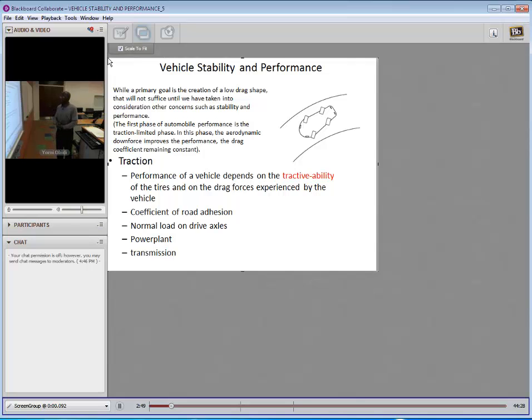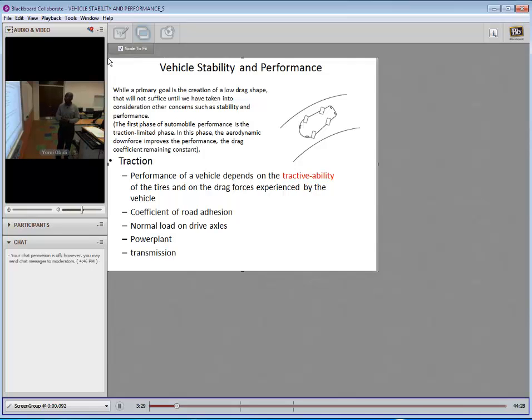So performance of a vehicle is rated on its tractive ability, that is, of the tires, and on the drag forces experienced by the vehicle. Coefficient of road adhesion, that's how well the tire grips the road. We want adhesion, not cohesion. Cohesion will be between the material of the tire and itself and the material of the road and itself. What that does is makes the tire slip on the road because the tire is holding to itself. We want adhesion, the grip between the tire and the road.